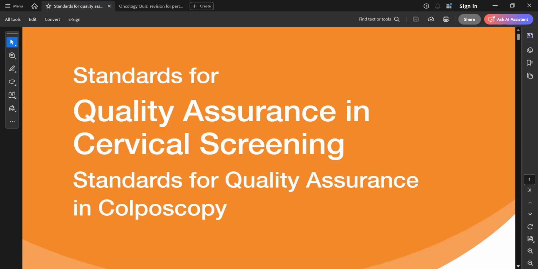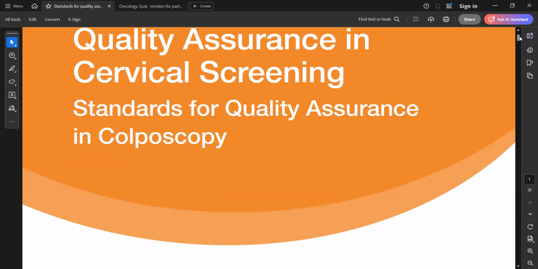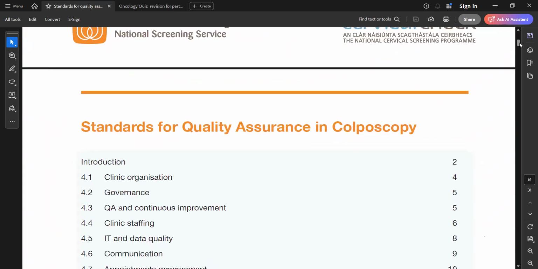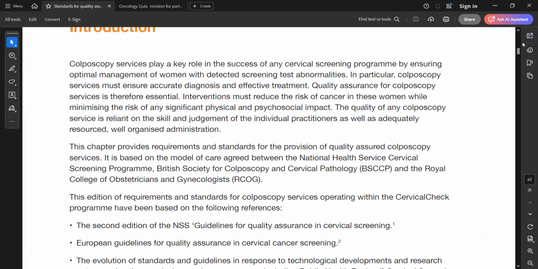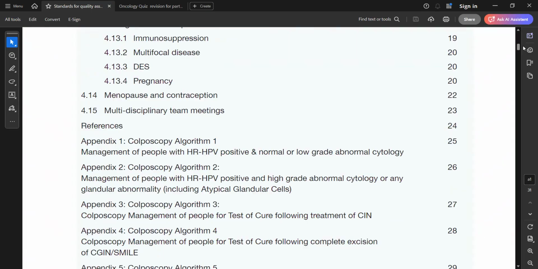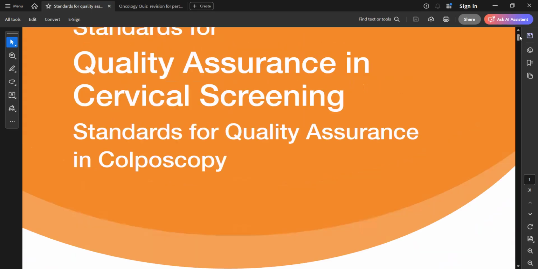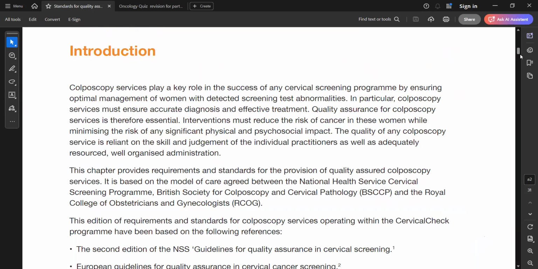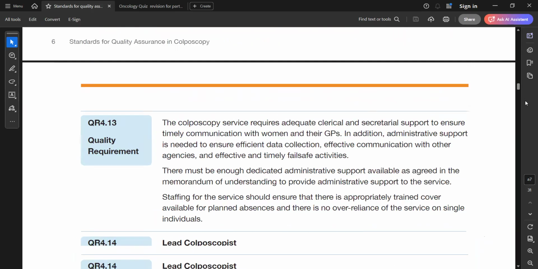Before we start talking about colposcopy, as you can see, I'm opening the huge guideline for the standards of quality assurance in cervical screening and, of course, in colposcopy, related to the Irish guidelines. It's an amazing guideline, and it contains the very famous algorithm that you all know. I just want to start with the basics. The basics are how we are going to start the journey of cervical screening.